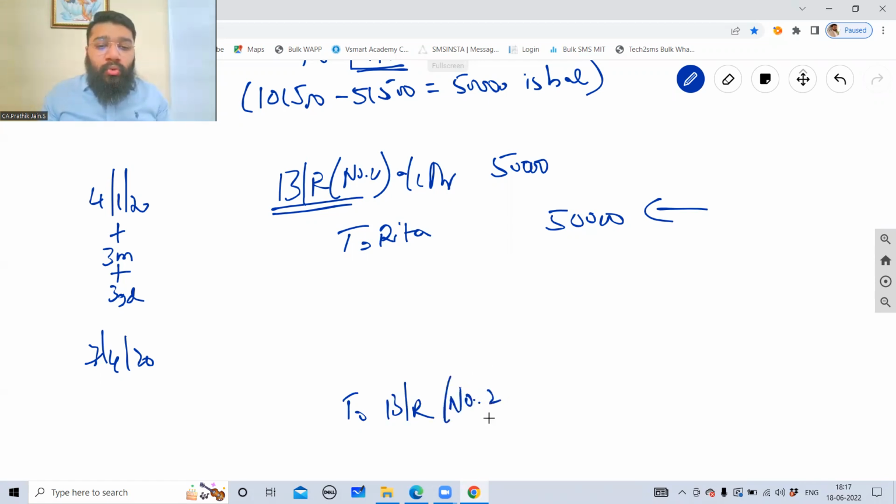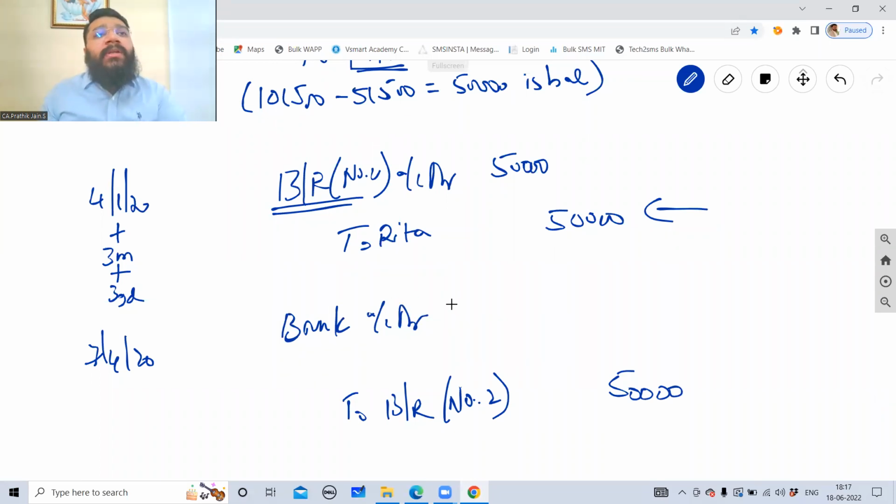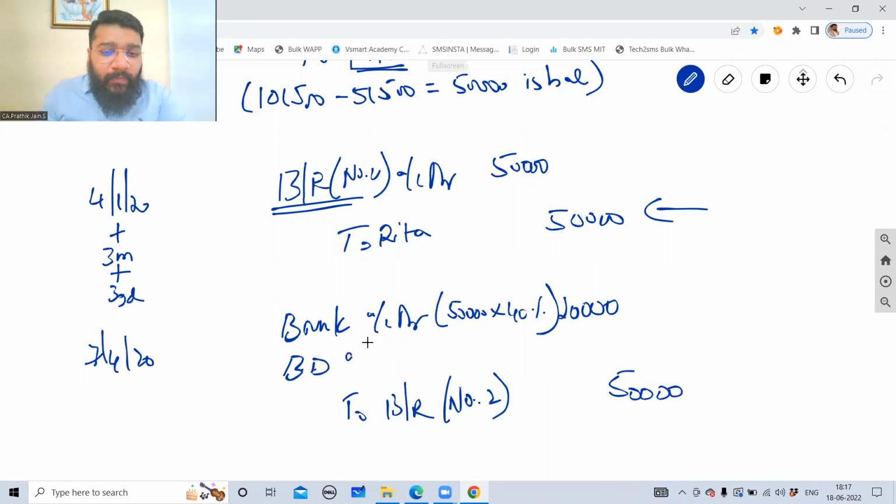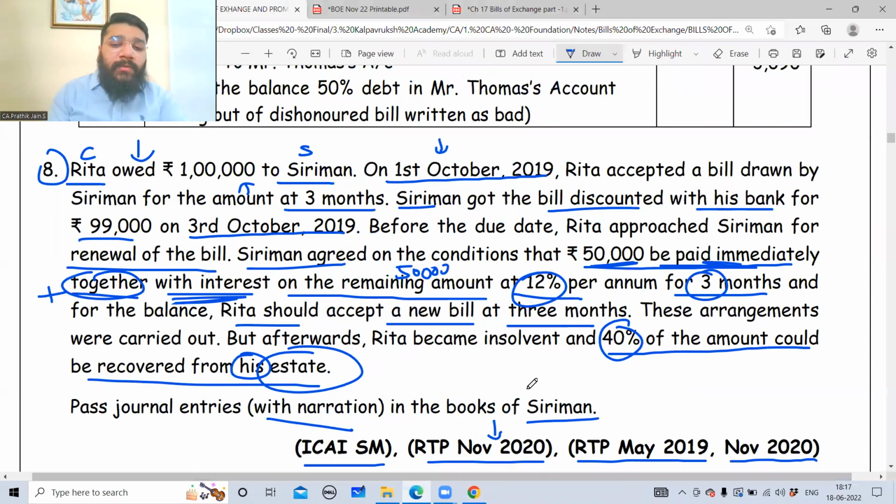Number 2, 50,000. Out of that, 40% is recovered in bank account. So bank account debit. 40% of 50,000 is 20,000. Balance is your bad debts. So bad debts account debit 50,000 into 60%, which is 30,000 rupees.